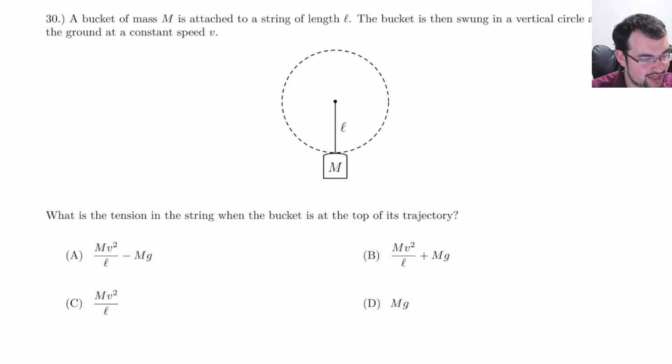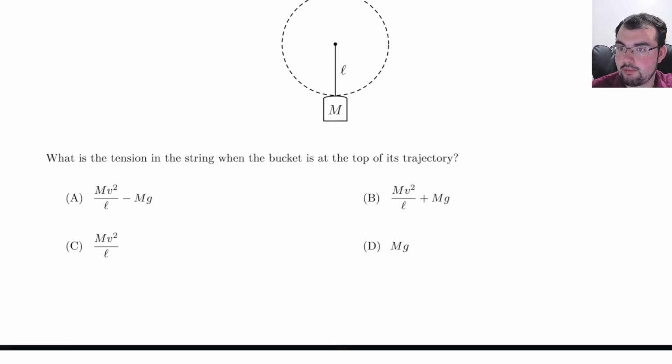All right, a bucket of mass m is attached to a string of length L. The bucket is swung in a vertical circle at constant speed v. What is the tension in the string when the bucket is at the top of its trajectory? And we have all these options.